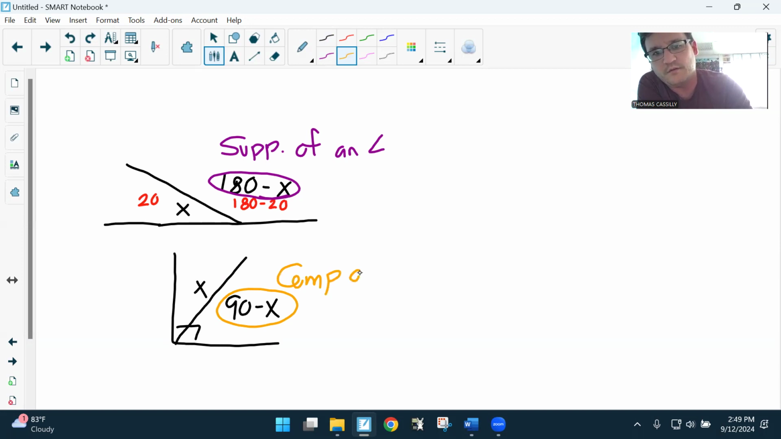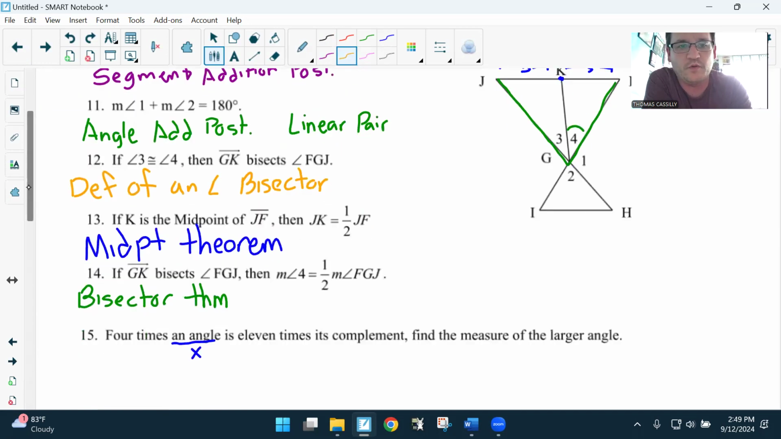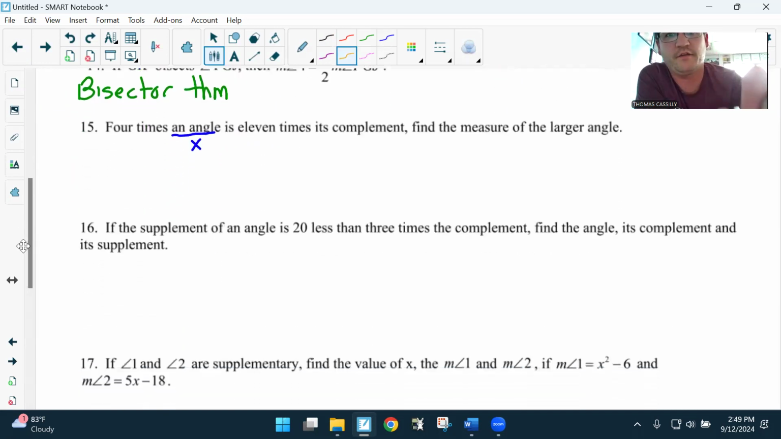The complement of an angle. All right. So keeping those in mind, we're going to be using those two ideas, those expressions, a lot in this one.